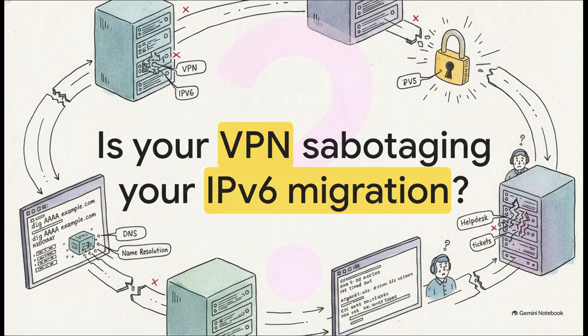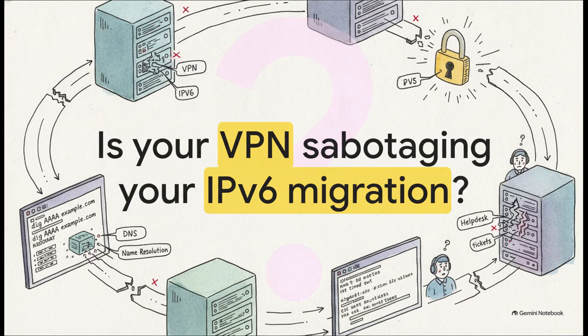So I'm going to leave you with this final thought to take back to your own environments today. It beautifully summarizes everything we've looked at in Chapter 7. Is your VPN configuration quietly sabotaging your IPv6 migration? Seriously, think about it. It is such a critical vulnerability point, and it's so incredibly easy to overlook when your teams are just hyper-focused on routing and addressing.